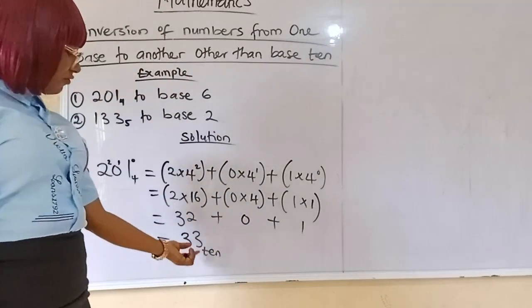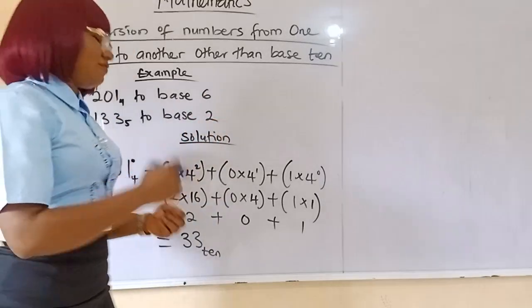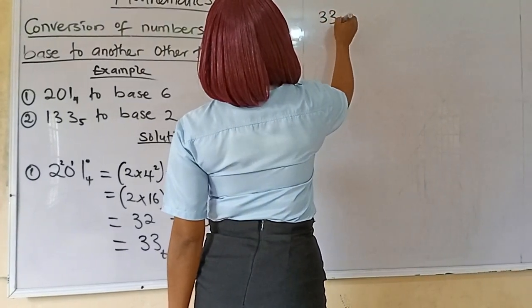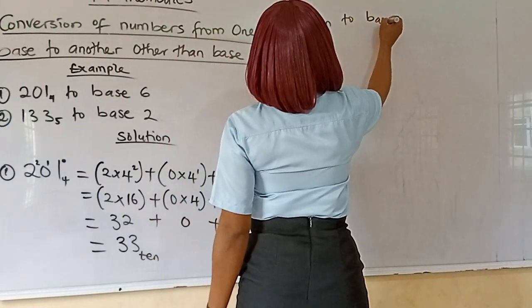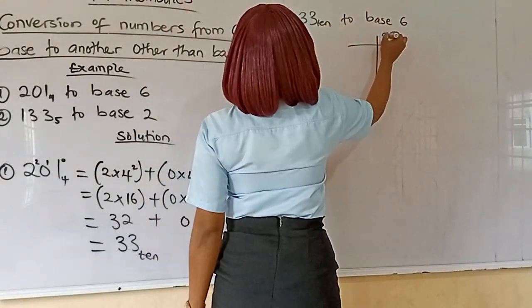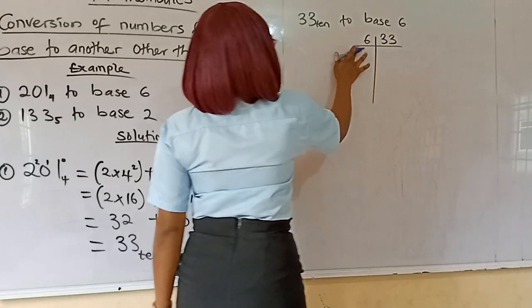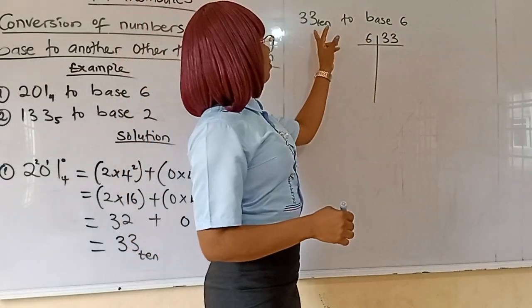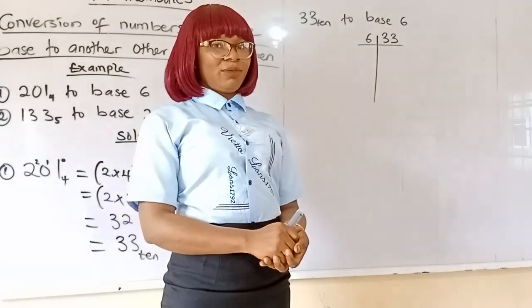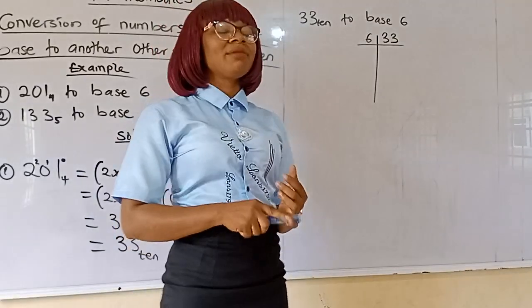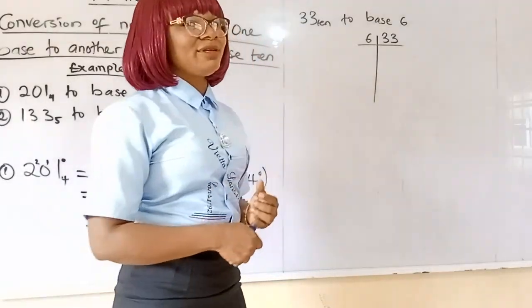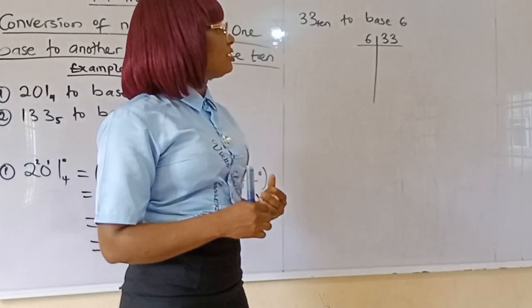Remember, to move from 10 to another base, we use the long division method. So we are moving from 33 base 10 to the base 6 that is required. You draw a line, 33 is here, and 6 is here. Remember, repeatedly divide the number given to you by the required base. We are going to see our 6 times table. Hope you know that. 6 times 1 is 6. 6 times 2 is 12. 6 times 3 is 18. 6 times 4 is 24.